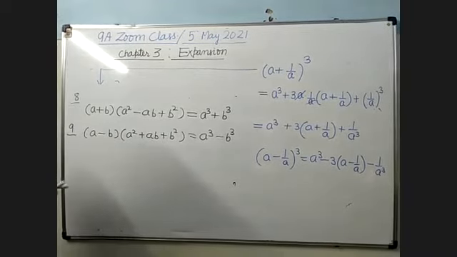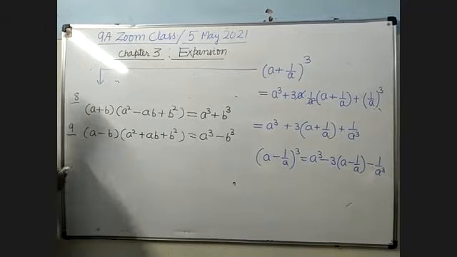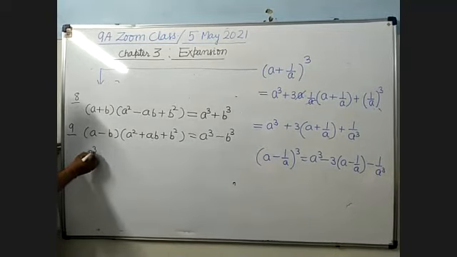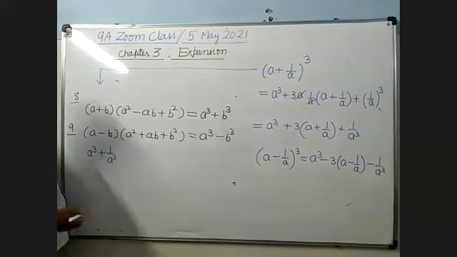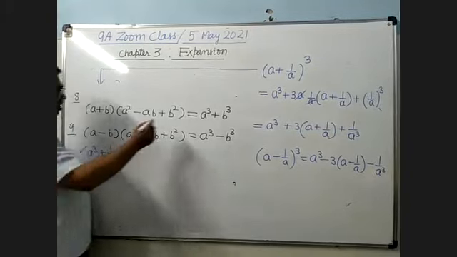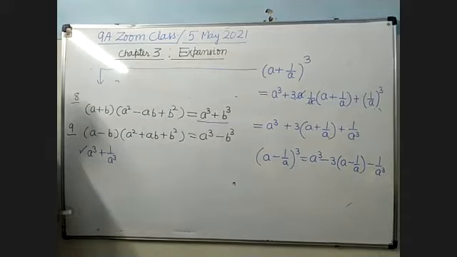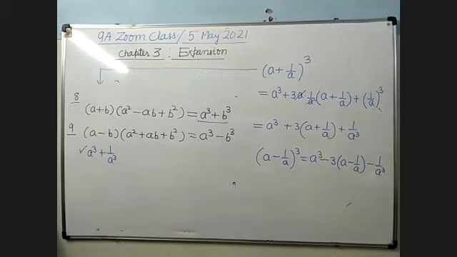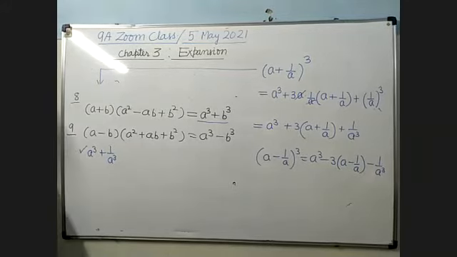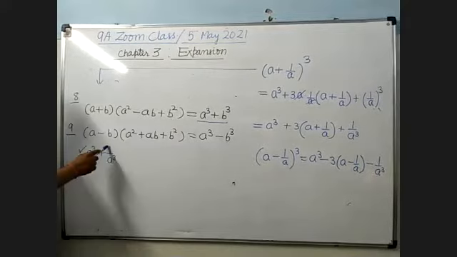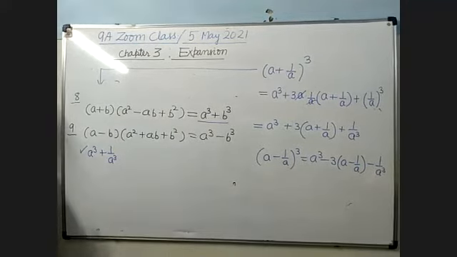Now see here. You find out a cube plus 1 upon a cube. So see here, you compare this thing with this. What will you get? What is in place of a? a. What is in place of b? 1 upon a. b cube, and here it is 1 upon a cube. So b equals 1 upon a.